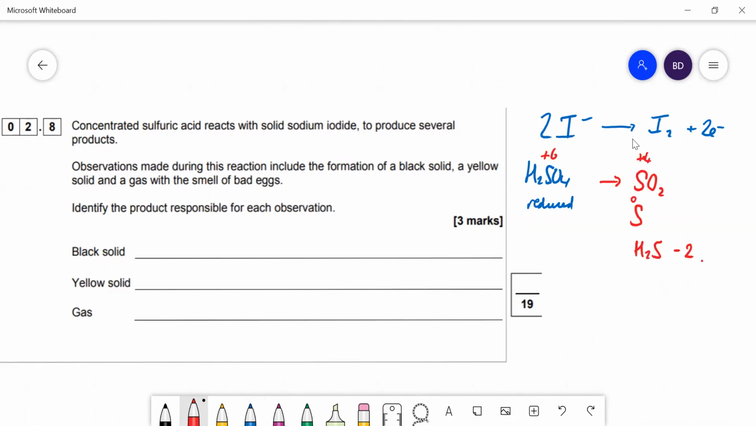Okay, so the black solid is iodine, I2. The yellow solid is sulfur. And the gas which smells of bad eggs, that's hydrogen sulfide.